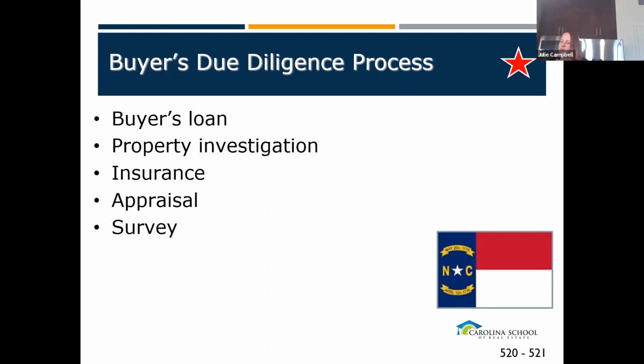We should encourage our buyers to have a survey done. We talked about the survey. We talked about our metes and bounds back in Unit 4.